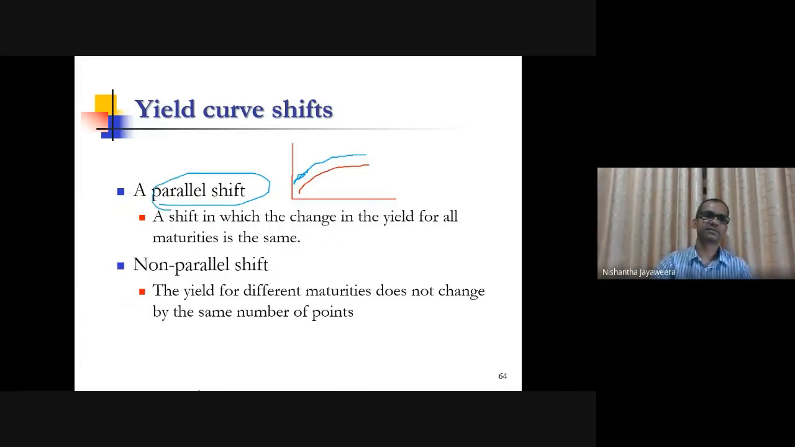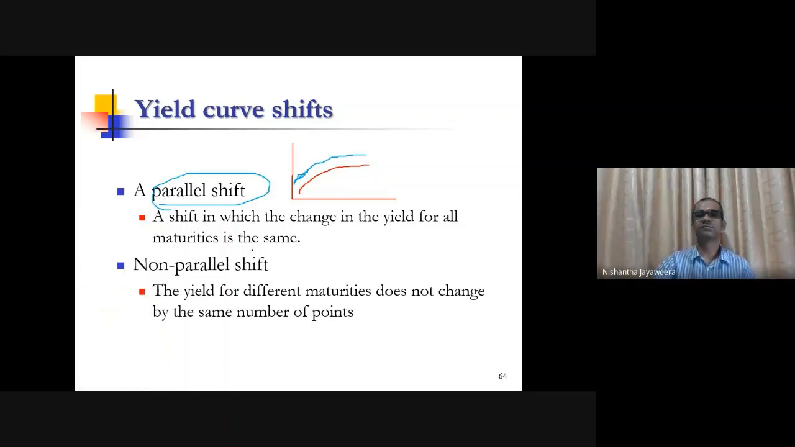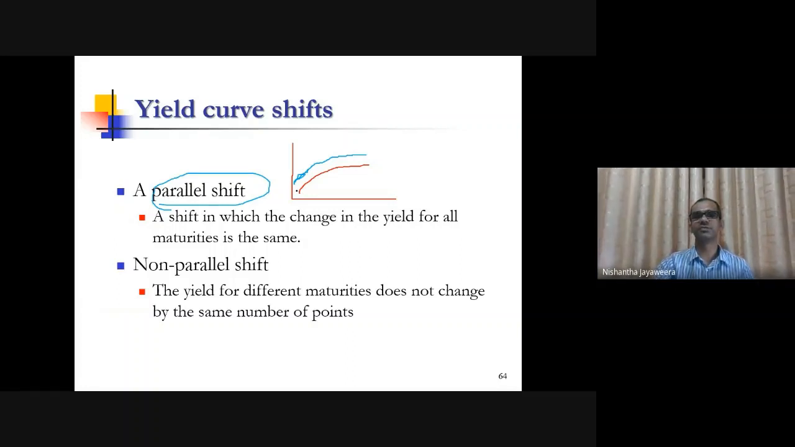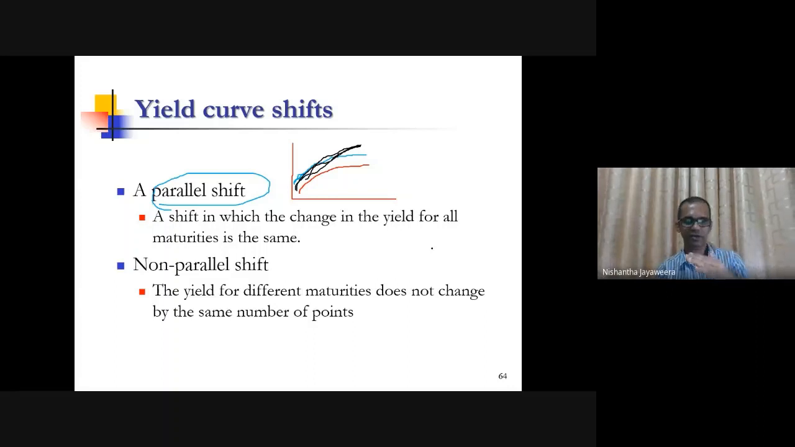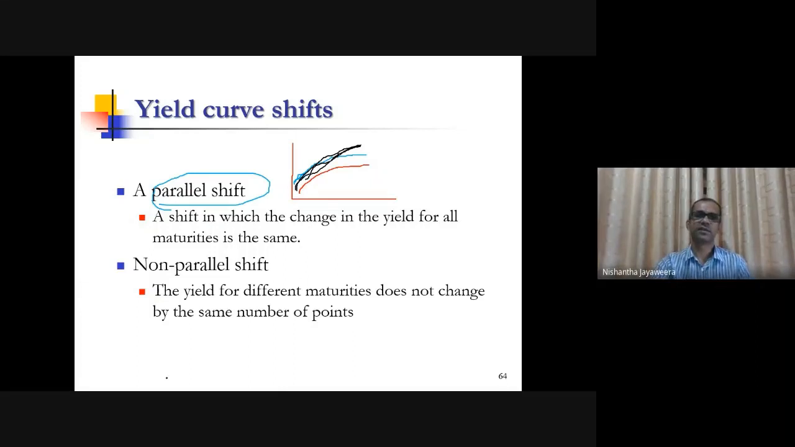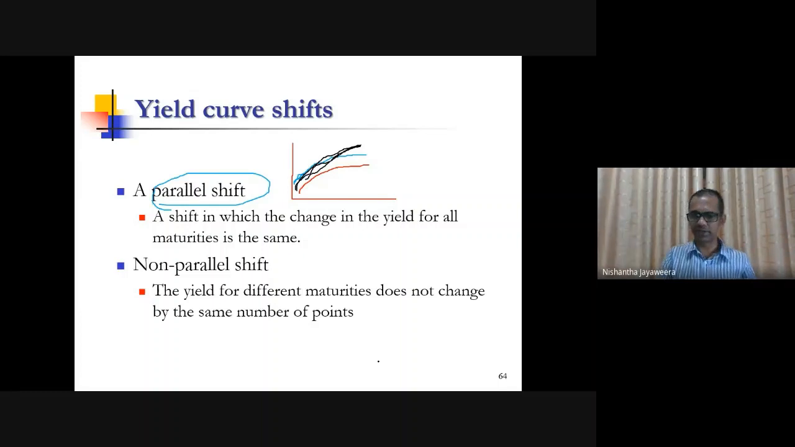Non-parallel shift can be anything other than that. What can happen? Say short-term interest increases by a small amount, but long-term interest increases by a large amount. So this one, that's a non-parallel shift. That can happen not only in increase, even in decrease. If the yield curve moves down, that means yield decreases for each and every maturity by the same amount, then it's a parallel shift. Different maturities by different amounts, it's a non-parallel shift.